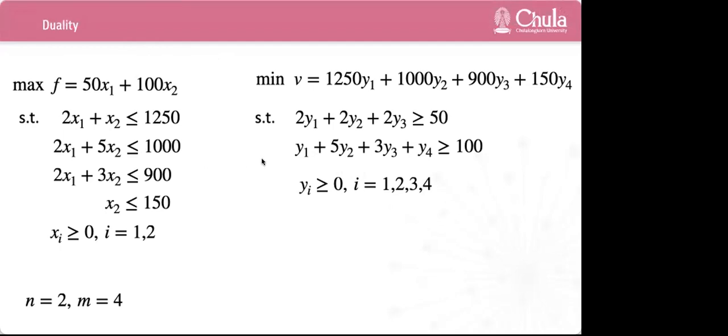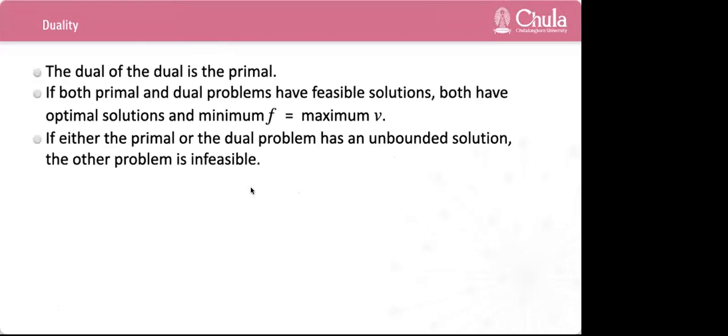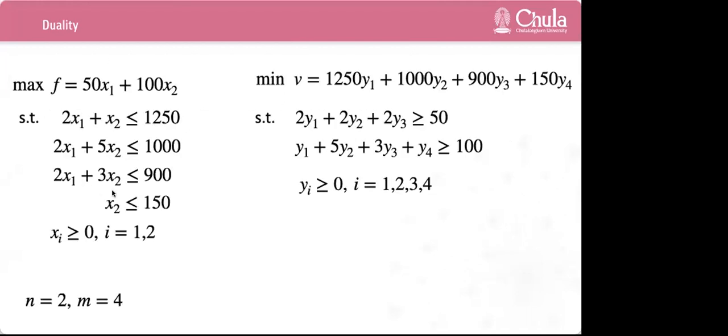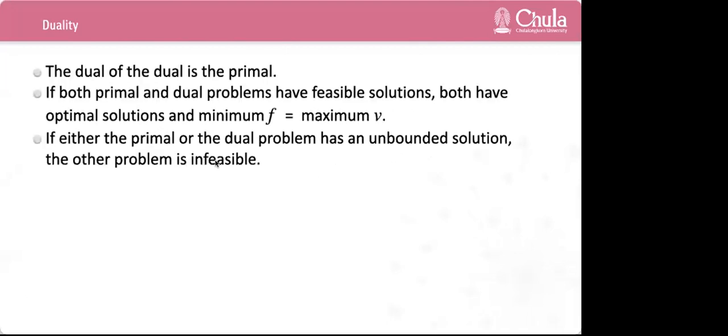Okay, so let me conclude the properties of duality. The dual of the dual is the primal. So we have the primal, the dual of this primal becomes this, and if you change it back again, you obtain the primal. That means the dual of the dual is the primal.